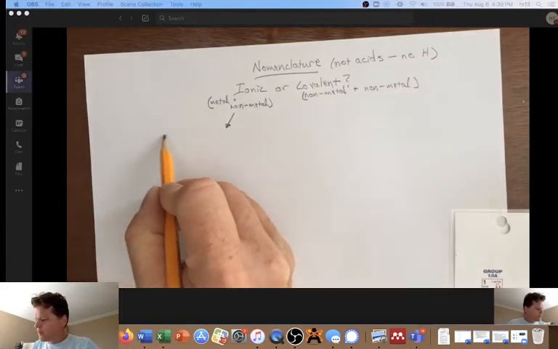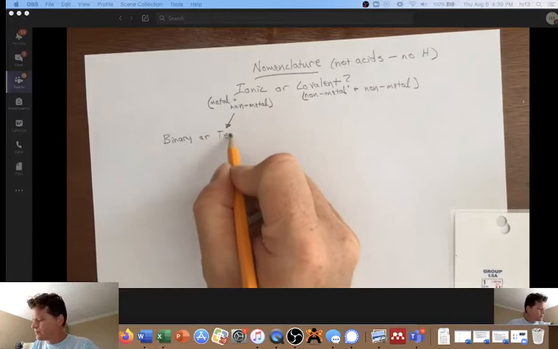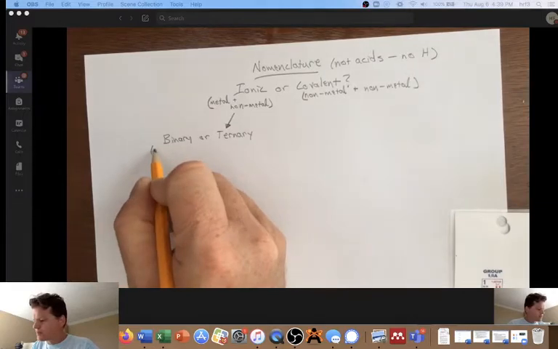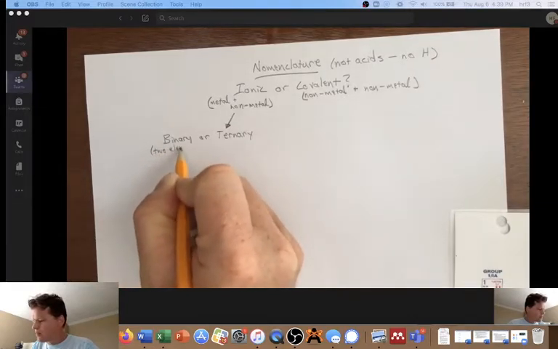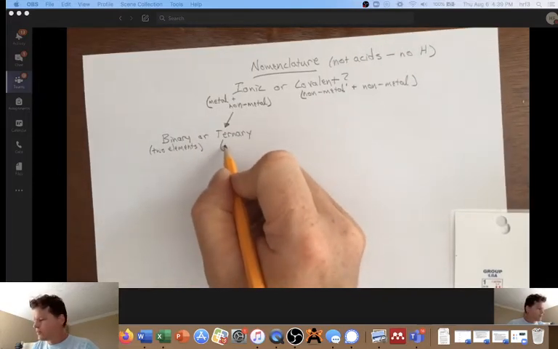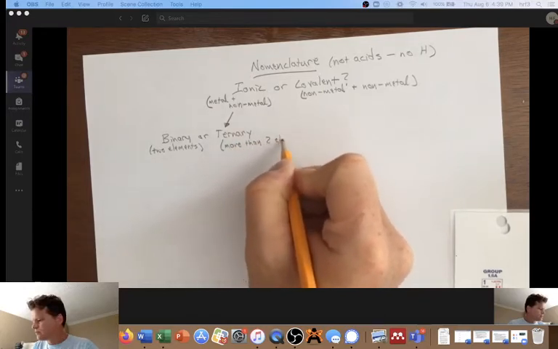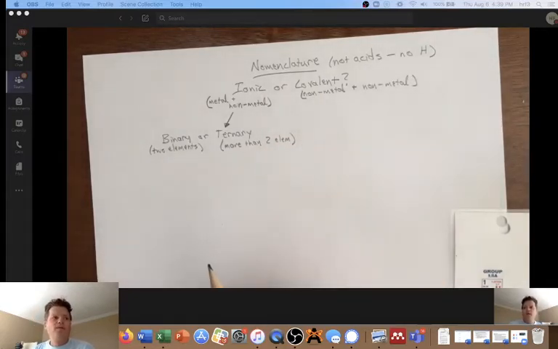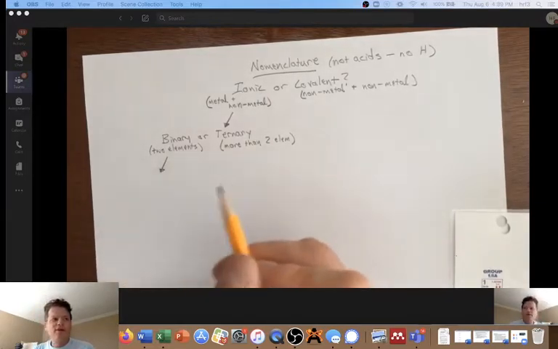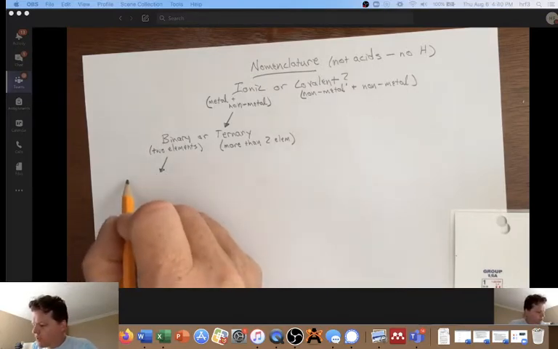So first of all, is it binary or is it ternary? And binary is just a fancy word for two elements. Two different elements means a binary compound. Ternary means more than two elements. Okay, now if it's binary, then we still need to answer one more question before we can determine the name. Do we know the metal's charge or not?